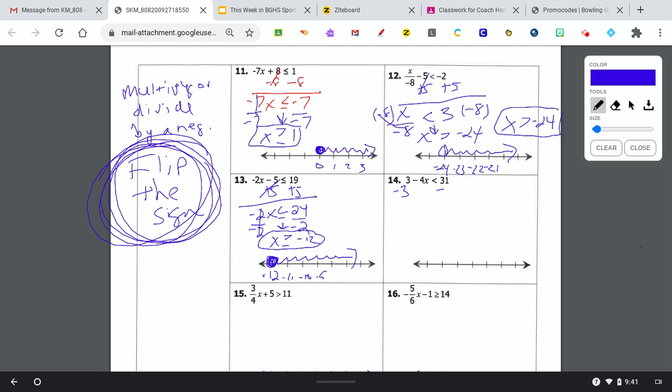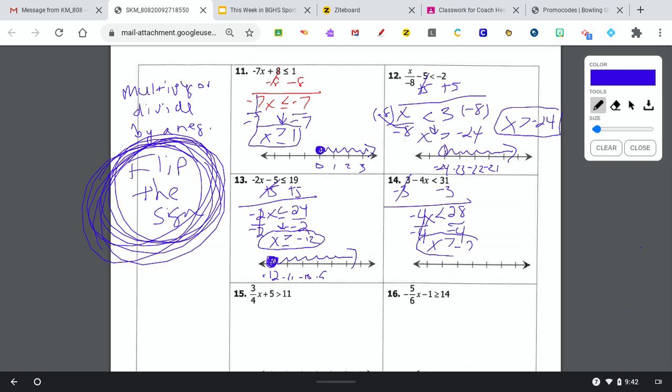So I do -3, -3. That cancels. I get -4x is less than 28. I'm dividing by a negative. So since I divide by a negative, I got to flip the sign. So I get x is now greater than, just greater than. X is greater than -7. There's my answer. Okay. So I get -7, -6, -5, -4. It's an open circle and it's going to the right.